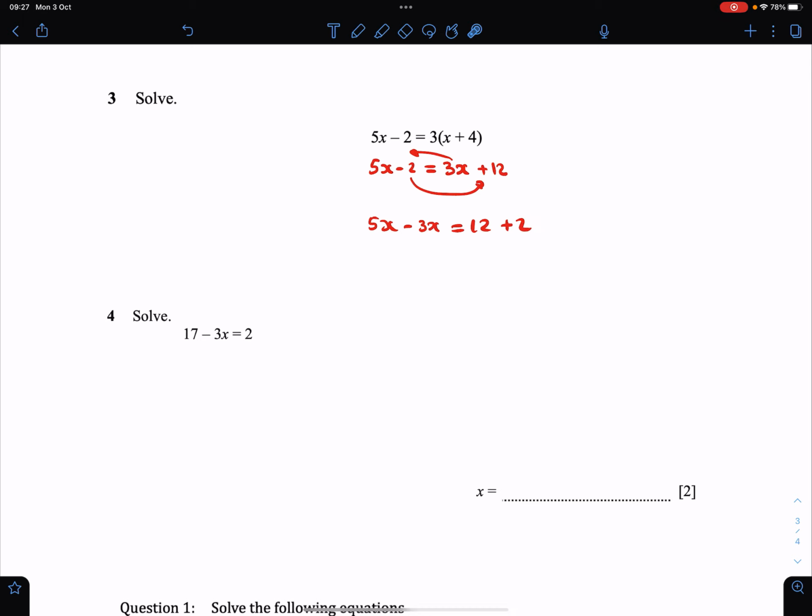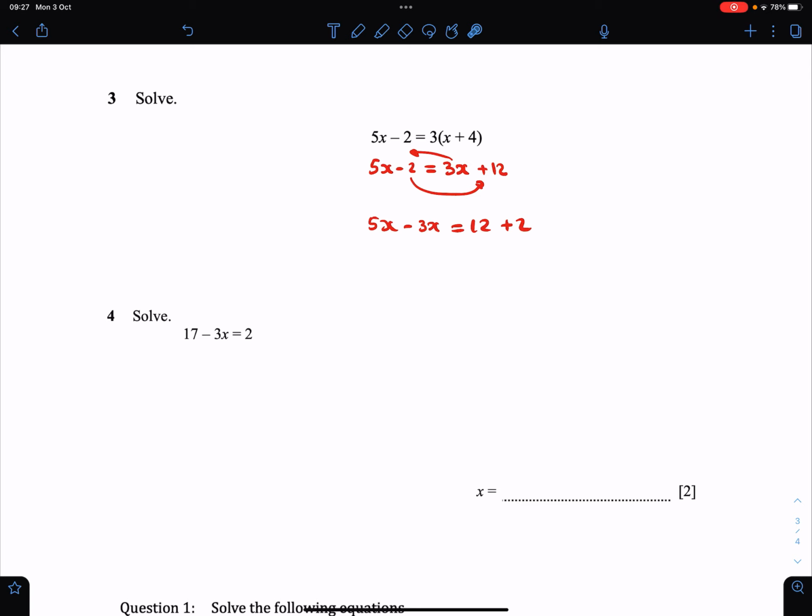Guys, the moving left, right, is everything okay with this? So it's 3x on the right positive, I move it to the left, it's negative now. And 12 on the right positive stays as it is, but moving 2 to the other side, negative on the left will be positive, plus 2 on the right.